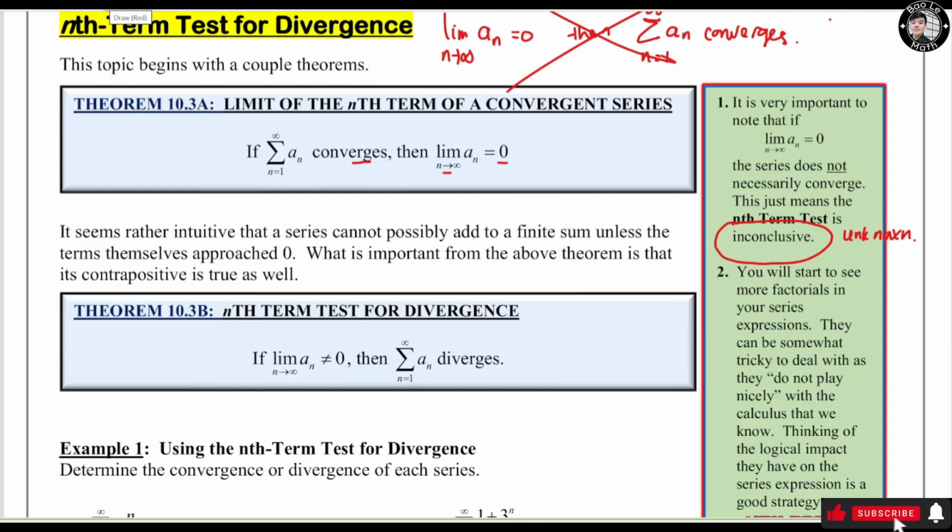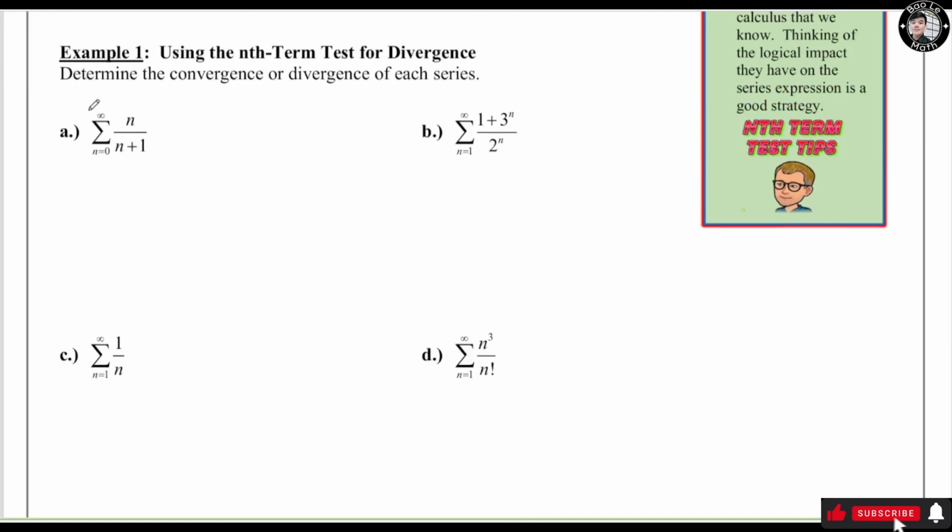Now, let's move on to the important theorem for this lesson, the n-term test for divergence. If the limit of a sub n when n approaches infinity is not equal to 0, then the sum of a sub n when n goes from 1 to infinity diverges. Alright, so keep that one in mind. Now, let's take a look at the first example.